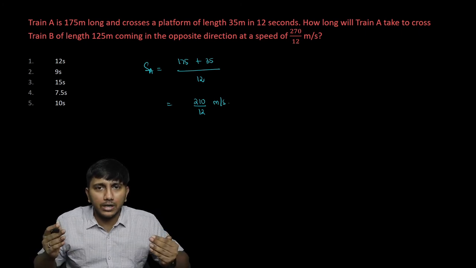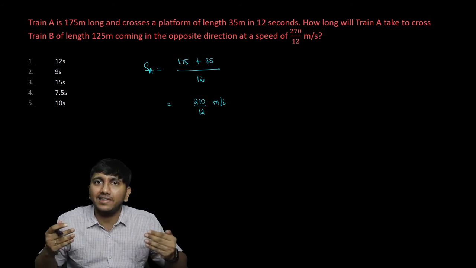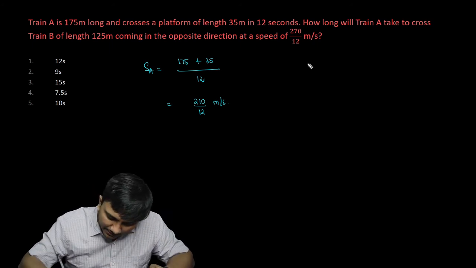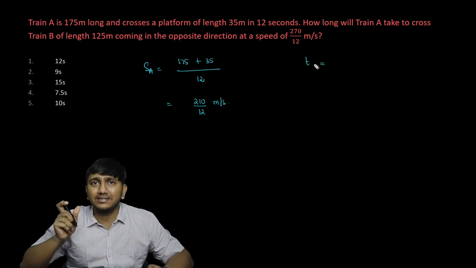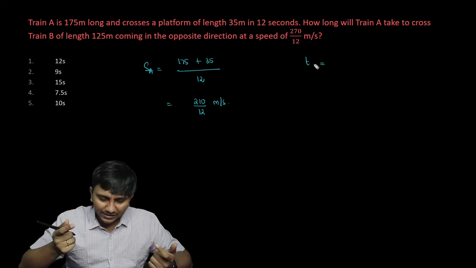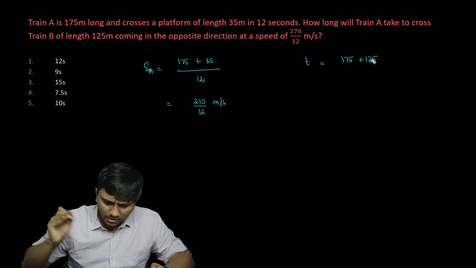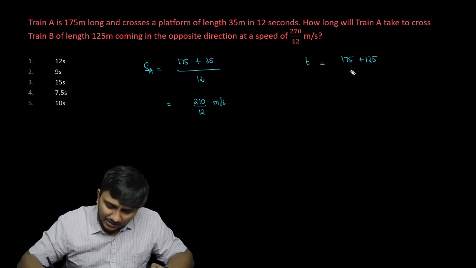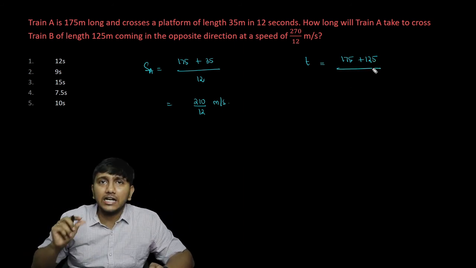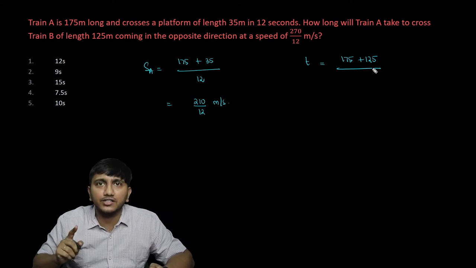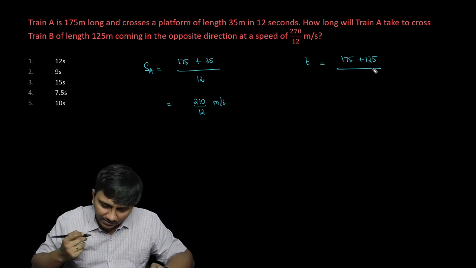Now there are going to be two objects with defined length and they are also moving. So the time taken for the meeting will be the sum of the lengths of both the trains, because both have their own lengths. So it's going to be 175 plus 125. It's all in terms of meters, so we don't have to worry about the units, divided by the relative speed of both the trains. They're coming in opposite directions, so I'll have to add the speeds to get the relative speed. And what are the speeds?